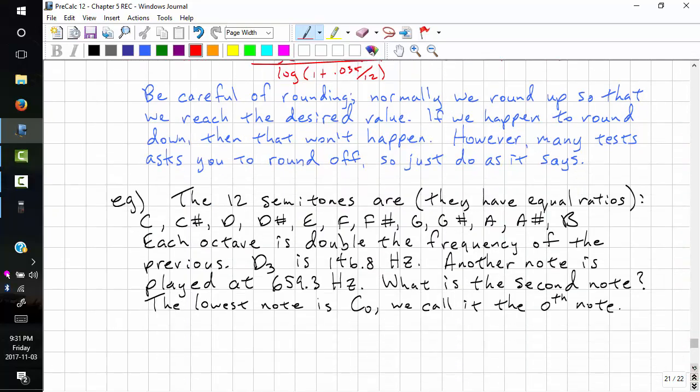So again, be careful of rounding. Normally we round up so that we reach the desired value, but if we happen to round down, then that won't happen. We won't get to our desired value. However, on many tests and homeworks, it asks you to round off, so just do as it says. But we know the right way to do it if we were doing this for real.